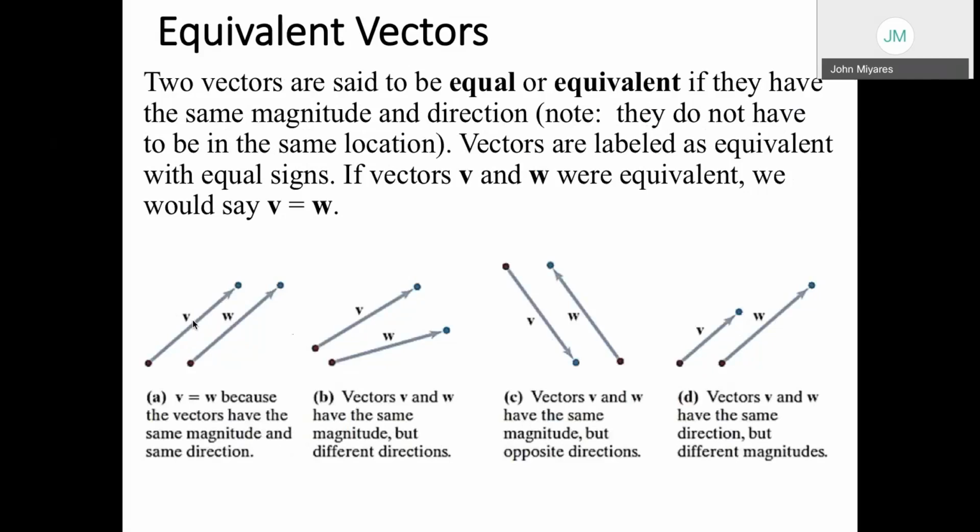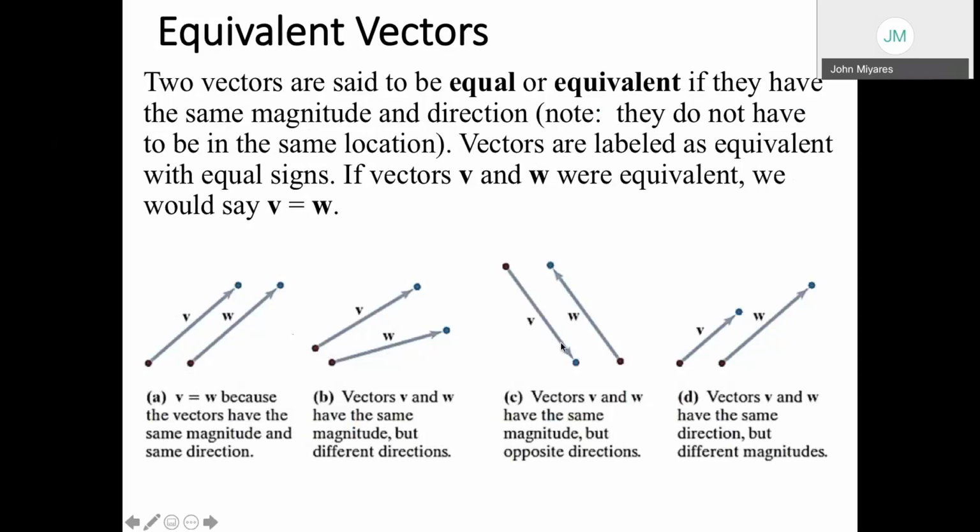Here are some different ways we might interpret the two vectors geometrically. In picture A, we have vector v and vector w. They are considered equal because both vectors have the same magnitude, or the same length, and are pointed in the same direction. In picture B, vectors v and w have the same magnitude, but are pointed in different directions, so we could not say that they were equal.